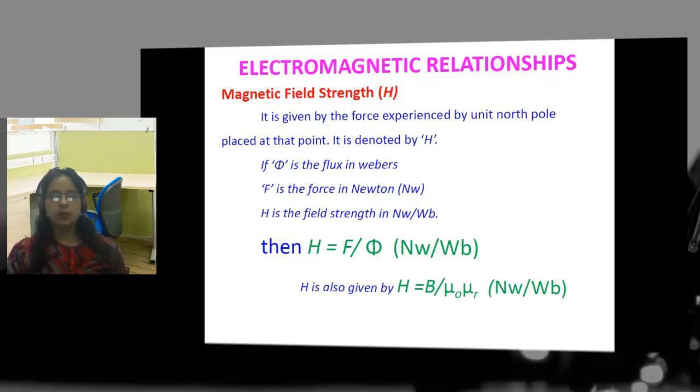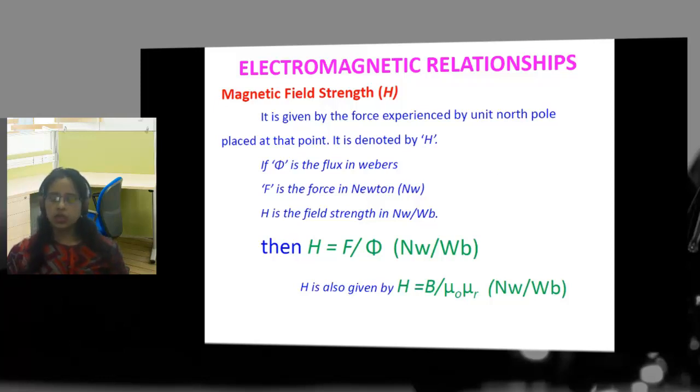Now I'll discuss magnetic field strength. So what is magnetic field strength? It is denoted by capital H. It is given by the force experienced by a unit north pole placed at that point. The force experienced by any north pole when placed in the magnetic field is termed the magnetic field strength. It is denoted by capital H, as I told you.